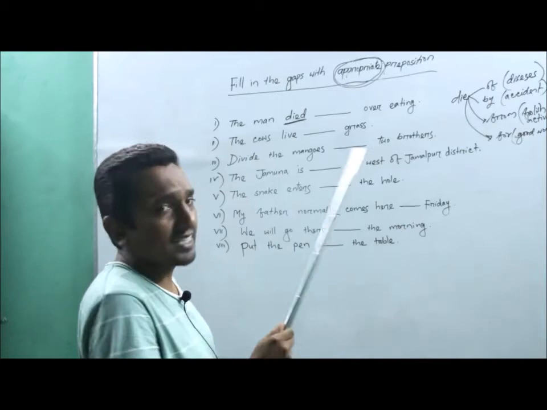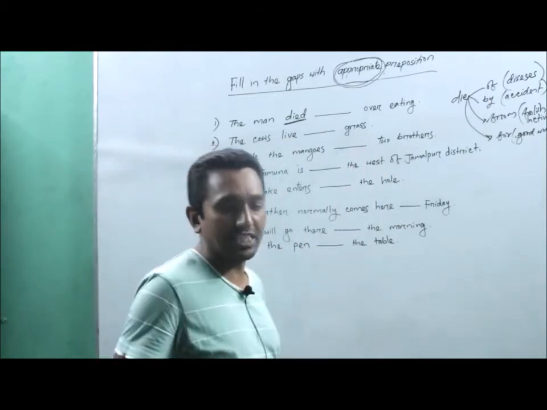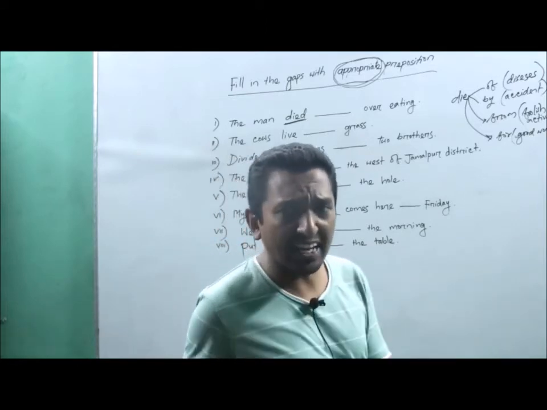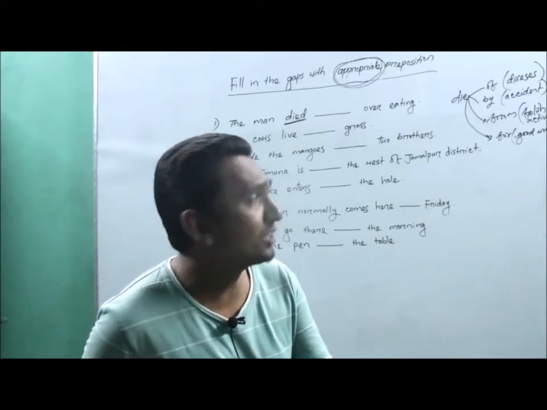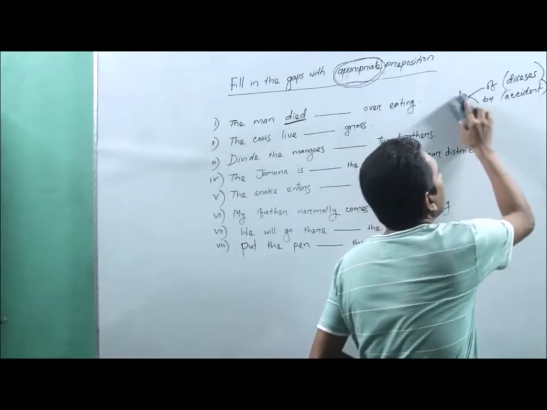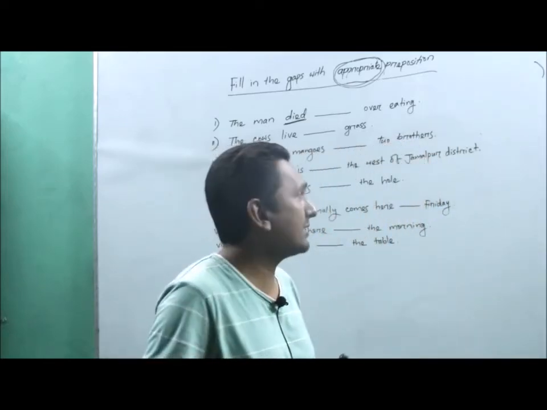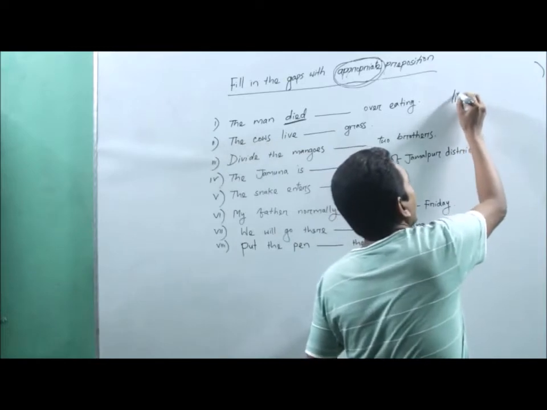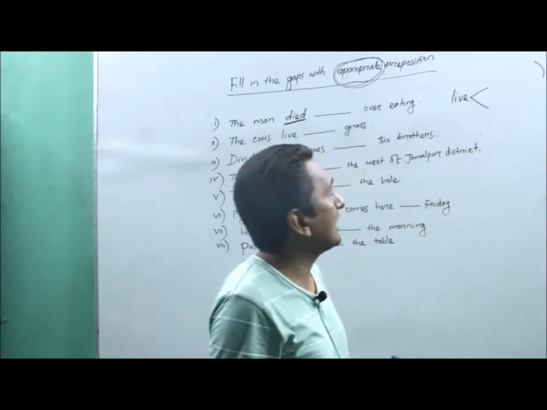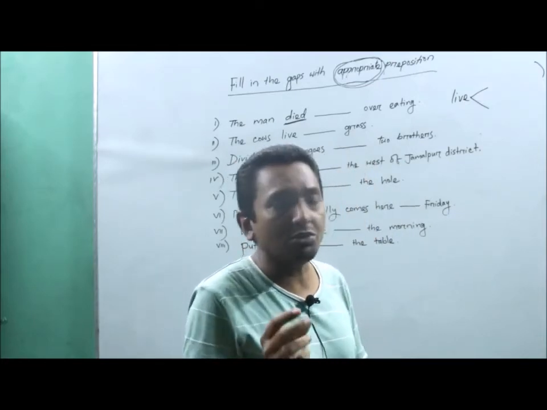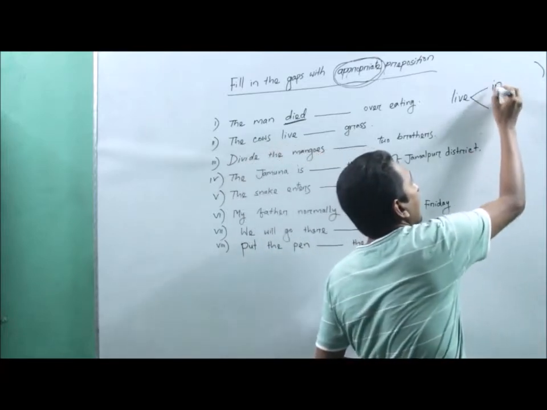My next sentence, number 2: The cows live dash grass. Dear students, here I think the word live is very important. It is very common to you that after live we normally use in. Live in. But you have to know that after live we normally use two types of prepositions. One is in, another is on.